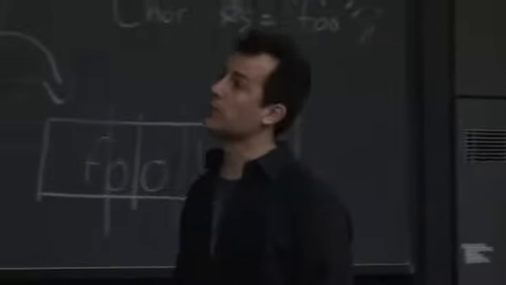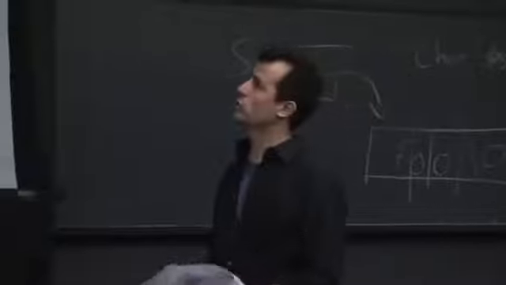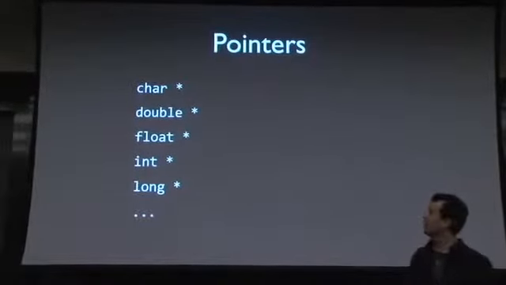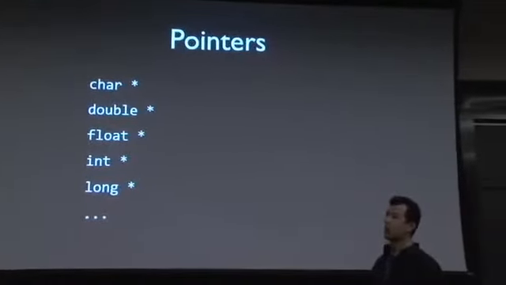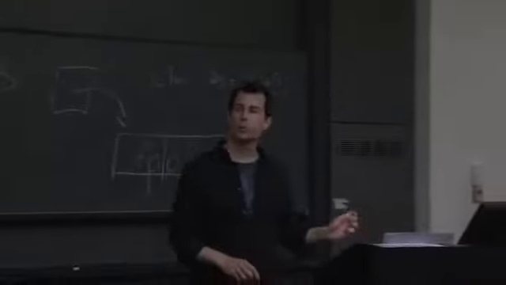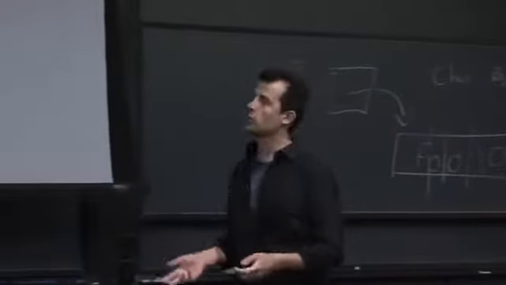So pointers can be pointing to anything. We've only talked thus far about char star, but you can certainly have pointers to a double, which means the address of some 64-bit value, most likely in memory. You can have pointers to floats, ints, longs, really anything. And what are pointers useful for beyond strings? If you just have a pointer to an int or a pointer to a long or a float or a double, what's the value of that?